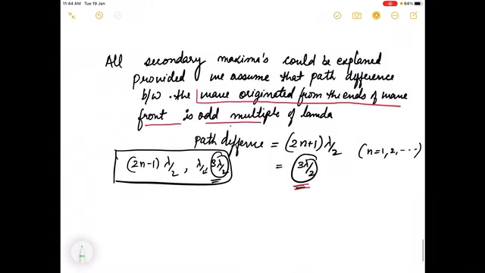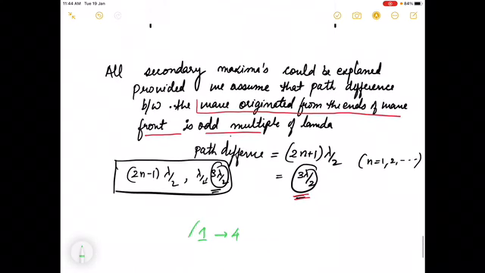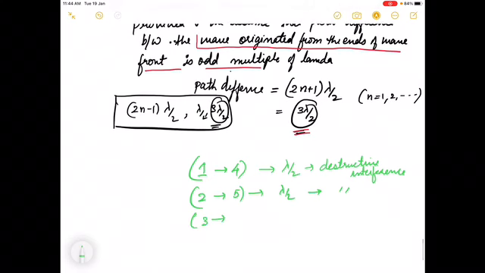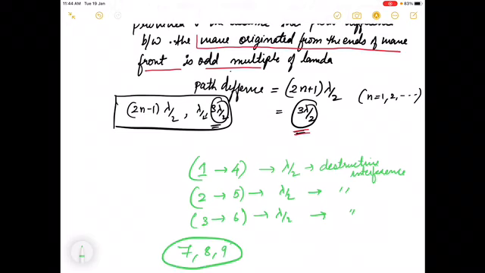So basically what is going to happen? One will come with the 4, with lambda by 2 path difference, and they will destroy each other, destructive interference, and we'll see a dark spot, right? 2 will interfere with the 5th, again lambda by 2, destructive interference. Then 3 will interfere with the 6th, again lambda by 2 path difference and destructive interference, and this 7, 8, 9th one are left, right?